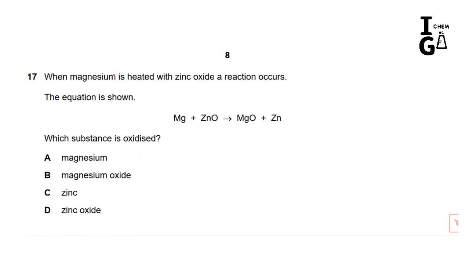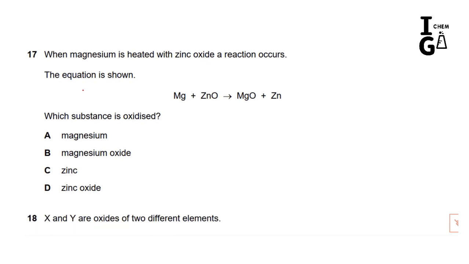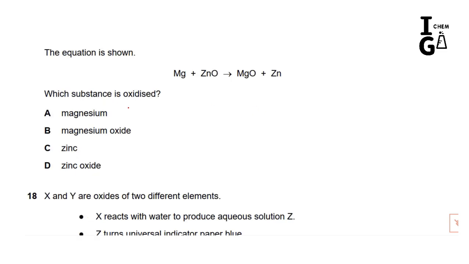17. When magnesium is heated with zinc oxide, a reaction occurs. The equation is shown: Mg plus ZnO to produce MgO plus Zn. Which substance is oxidized? You know, guys, again, oxidation is loss of electrons, reduction is gain of electrons. If you check Mg now, it's 0, no charge. And here Mg with O, so it's 2 plus, as we said in the ionic compound. So actually here from 0 to 2 plus.